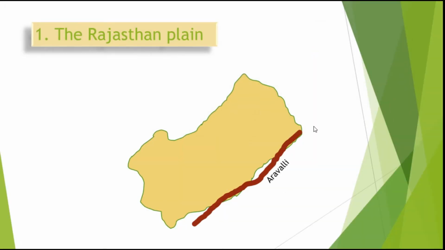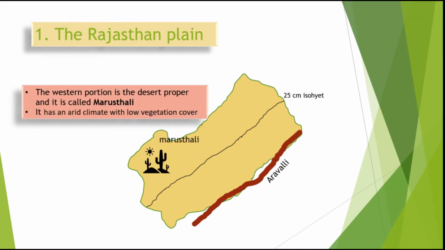Rajasthan Plain lies to the west of Aravalli Range. This plain can be divided into two parts on the basis of the 25 centimeter isohyet. You know that isohyet is an imaginary line drawn on the maps joining places having equal amount of rainfall. That is, the western part of this line receives an annual rainfall of less than 25 centimeter. The western portion is the desert proper and it is called Marustali.